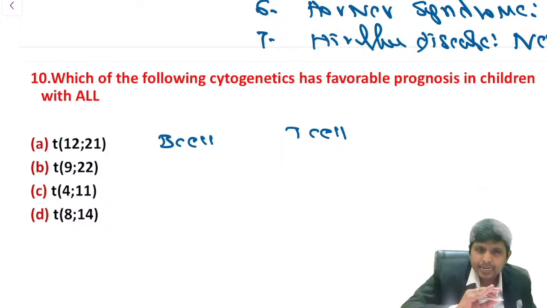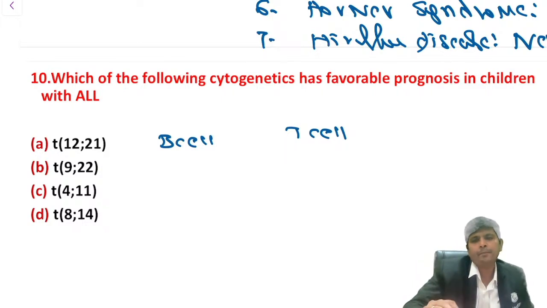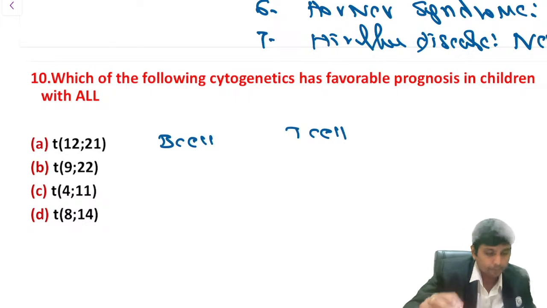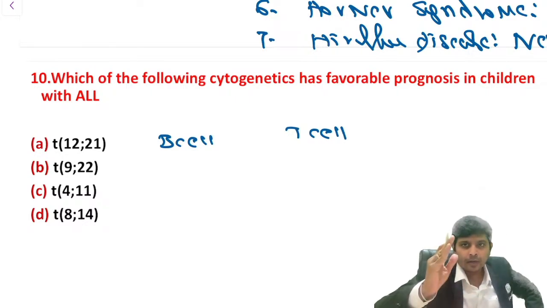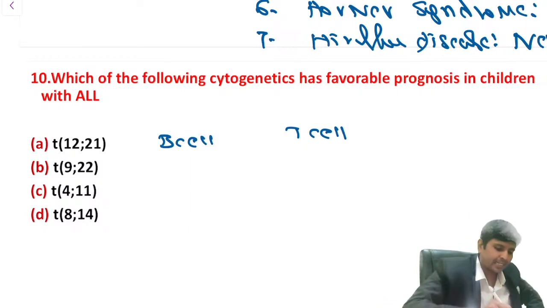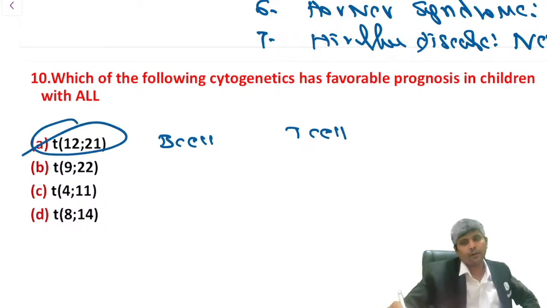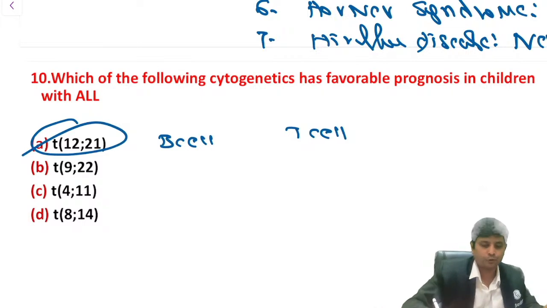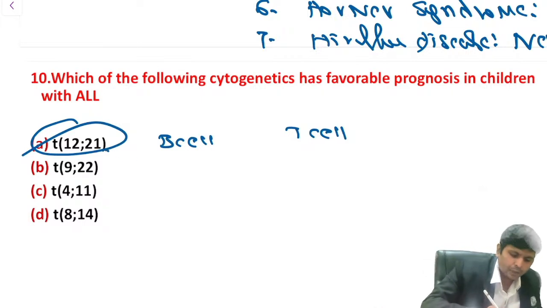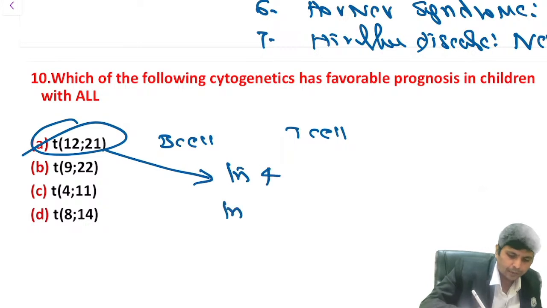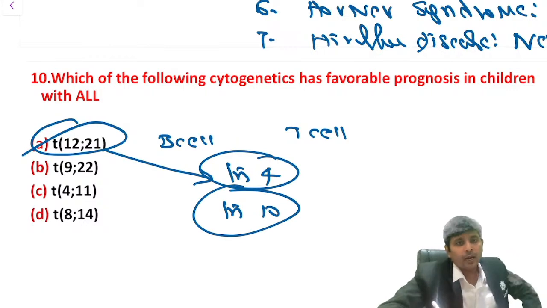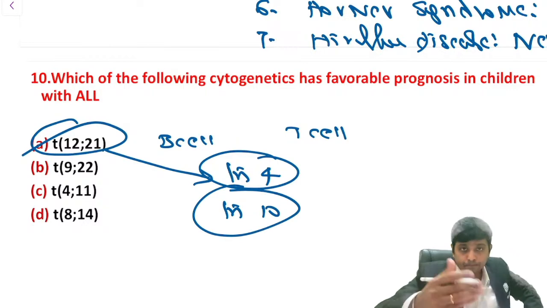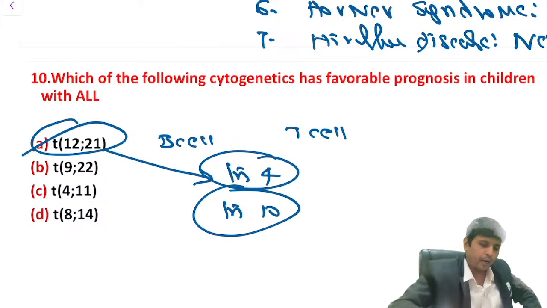Almost any translocation in ALL is bad prognosis, except this 12;21. All others are bad prognosis. And also along with that, you need to remember trisomy 4 and trisomy 10 has got good prognosis.